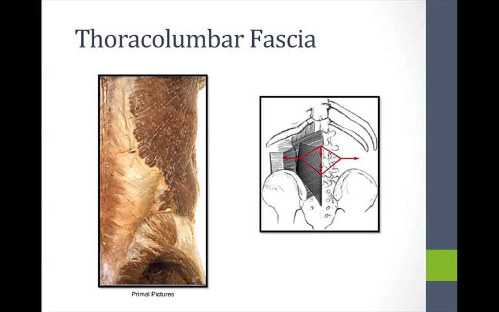The thoracolumbar fascia is an important structure when we consider how loads are transferred between the trunk and the lower extremities. The posterior layer of the fascia is a strong sheet of connective tissue linking two of the largest muscles of the body, latissimus dorsi and gluteus maximus.